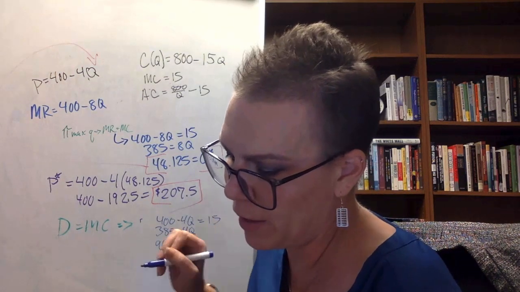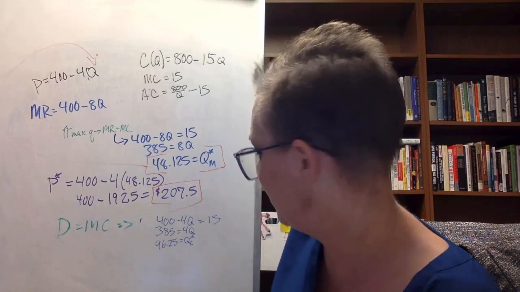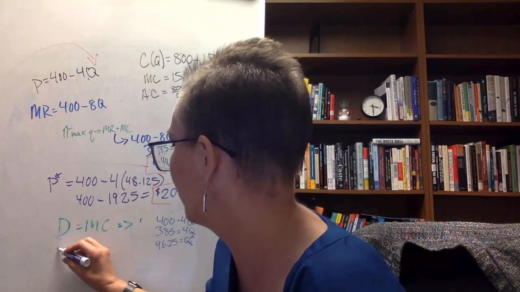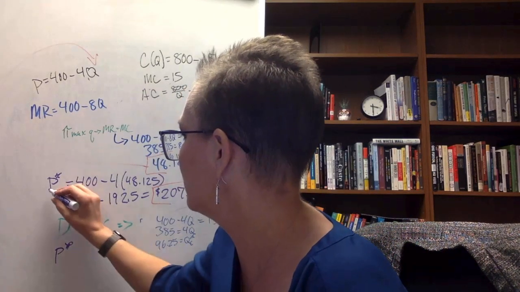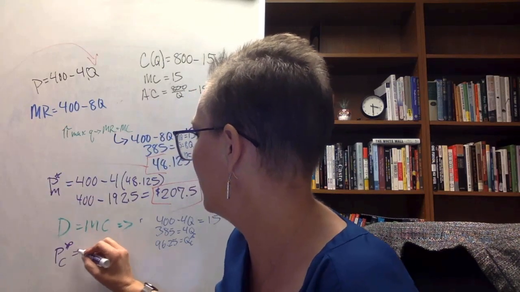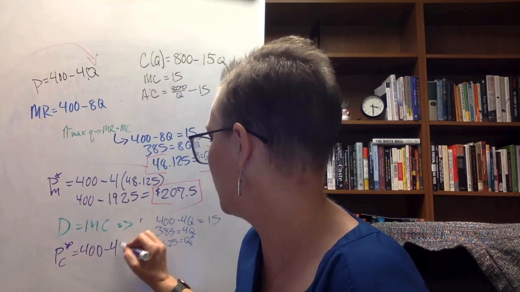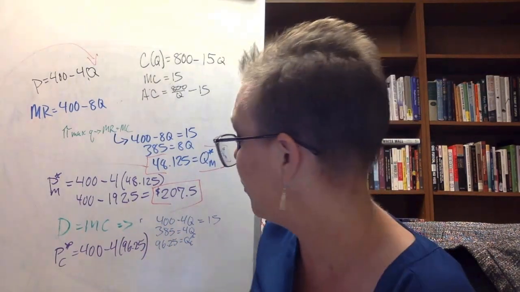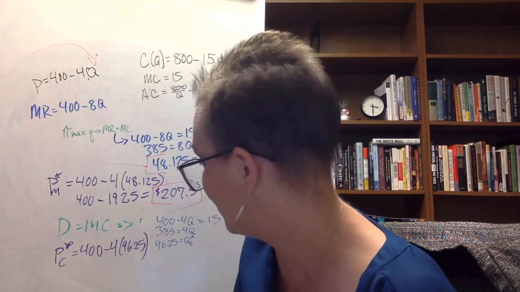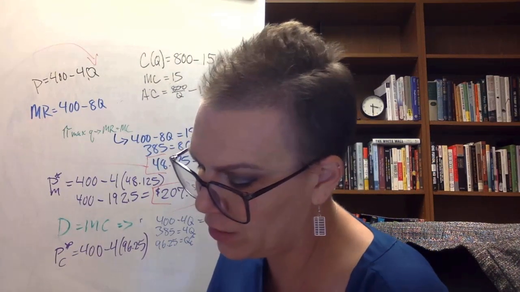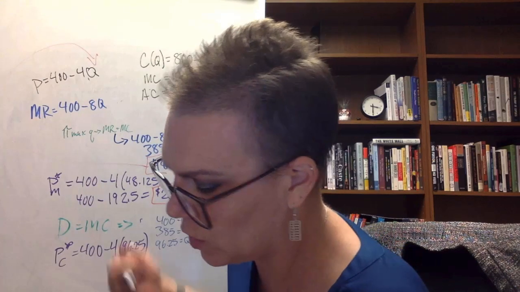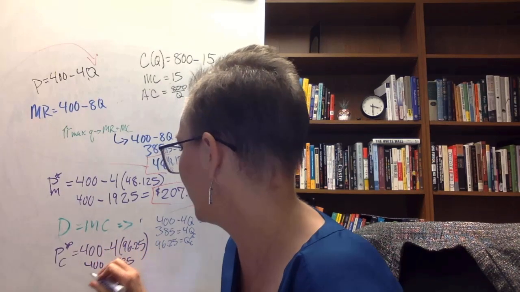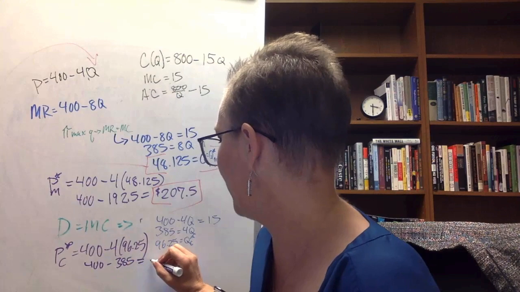And then we insert it back into the demand function to get our competitive price. So now we have P star, instead of the monopolist, the competitive is going to be 400 minus 4 times 96.25. I'm running out of room, so we better be done soon. 4 times 96.25 equals 385. 400 minus 385 gives us a competitive price of $15.